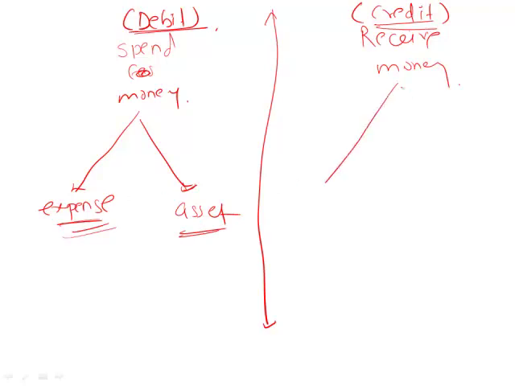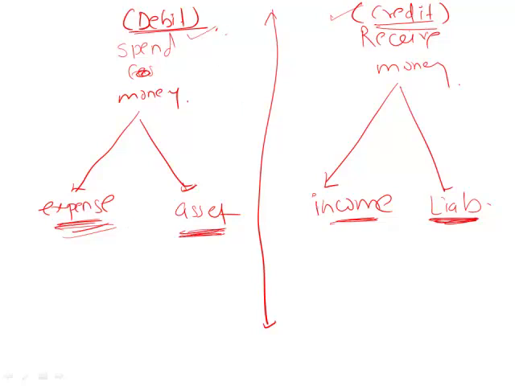When I receive money, again two possible reasons. One is that I have earned some money, so it's my income, or I have incurred a liability, I have taken a bank loan. So now all the liabilities and income items are of credit nature, and all the expenses and all the assets are of debit nature. Okay, remember this, all the expenses and assets are of debit nature, and all the income and liabilities are of credit nature.